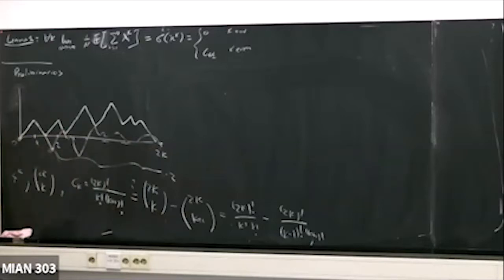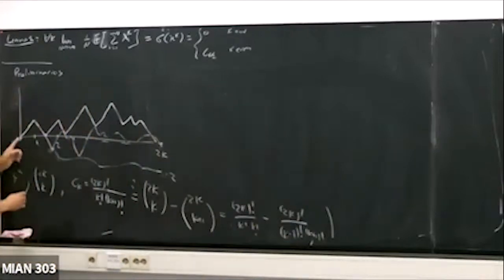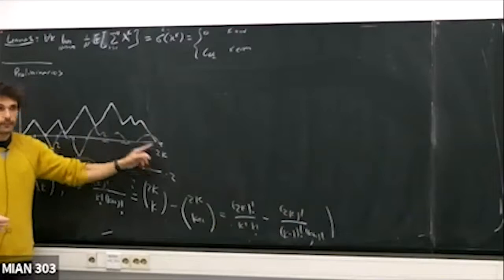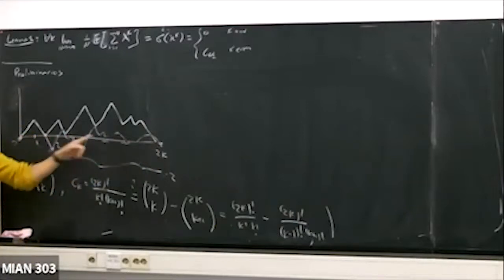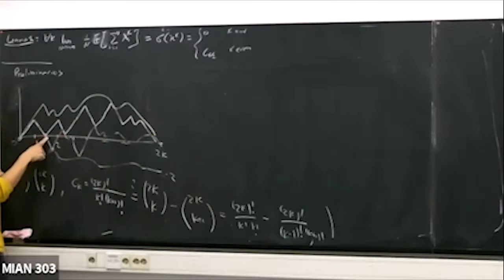Okay, how many paths start in 0, finish in 0, and never touch 0 in the middle? Like only do this, but in the middle never do this. Clear?